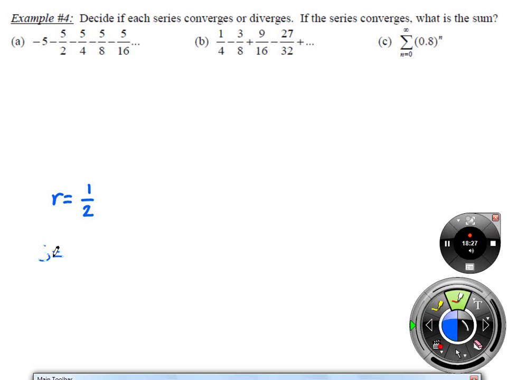So our sum is going to be our first term, which was -5, divided by 1 minus 1/2. So that's -5/(1/2). Okay. If you do your fraction math correctly, this should be -10. Okay.